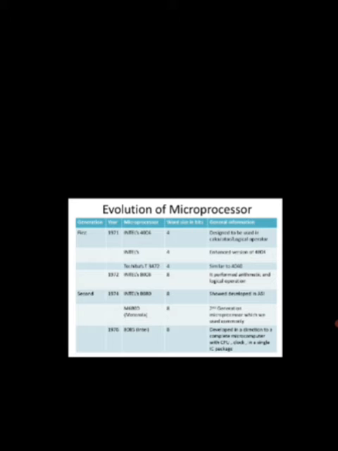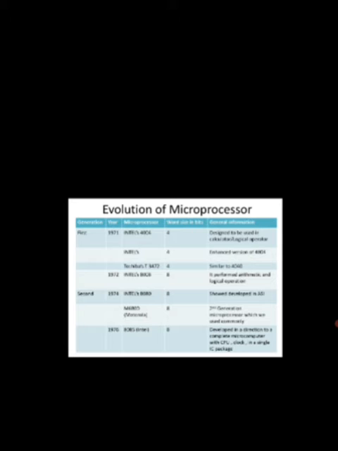So the first generation of microprocessor was 4-bit. The first microprocessor introduced in the market was Intel 4004, a 4-bit PMOS microprocessor, designed in 1971 by the scientist Faggin. This microprocessor was in fact designed to be used in calculators. So basically the first microprocessor was designed to be used in calculators and for logical operations, and it was a 4-bit microprocessor.